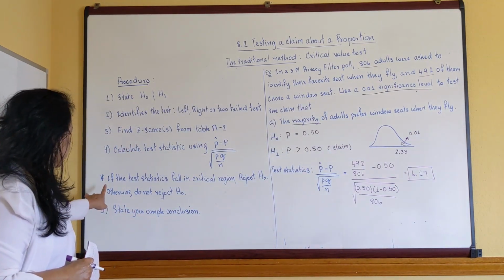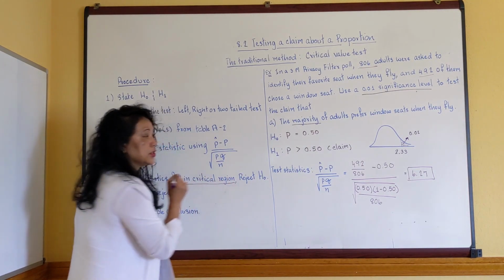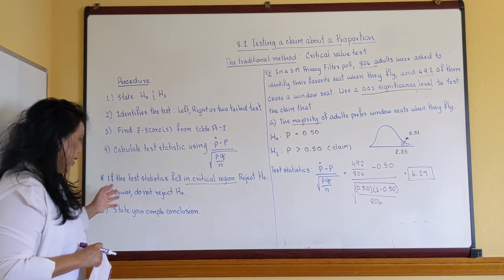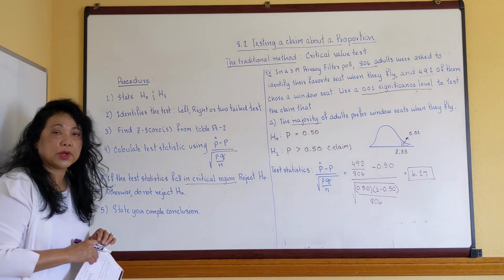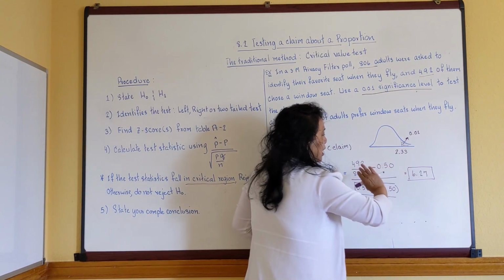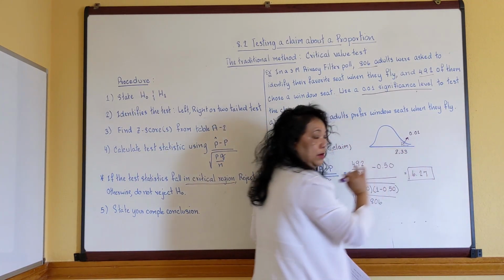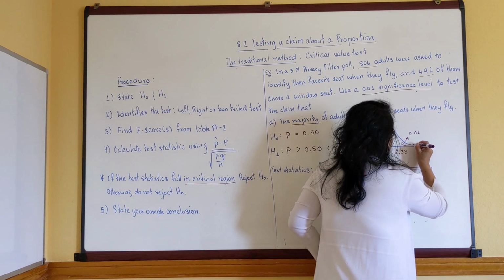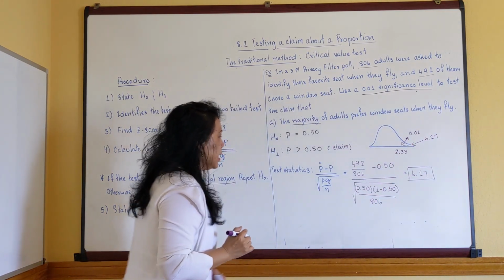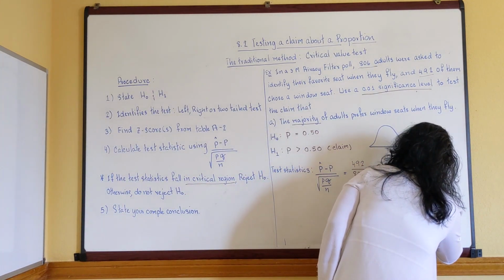Now let's look back at my procedure. If the test statistic falls in the critical region, my critical region is the shaded area, you would reject H naught. Otherwise, if it does not fall in the shaded area, you do not reject H naught. Now look, 2.33 is over here, and 6.27 is to the right of 2.33 on the number line. So it falls in the critical region, and because of that, you would reject H naught.